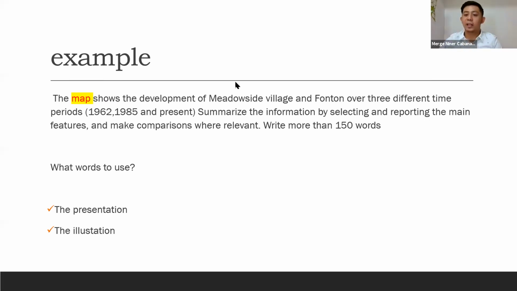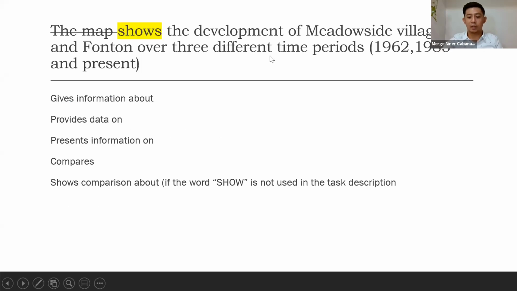Okay, if you guys don't have any questions, then I will proceed with my discussion. So, the map. We're done with the map already. That's why I put a strike through it. Now, I want you to look at this part. Shows. This is the verb used in the task description. So what verbs can I use to replace shows?